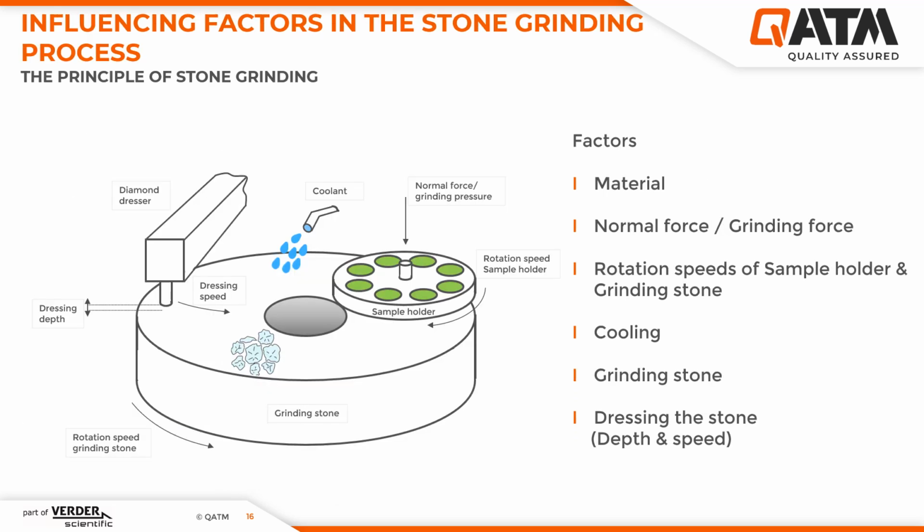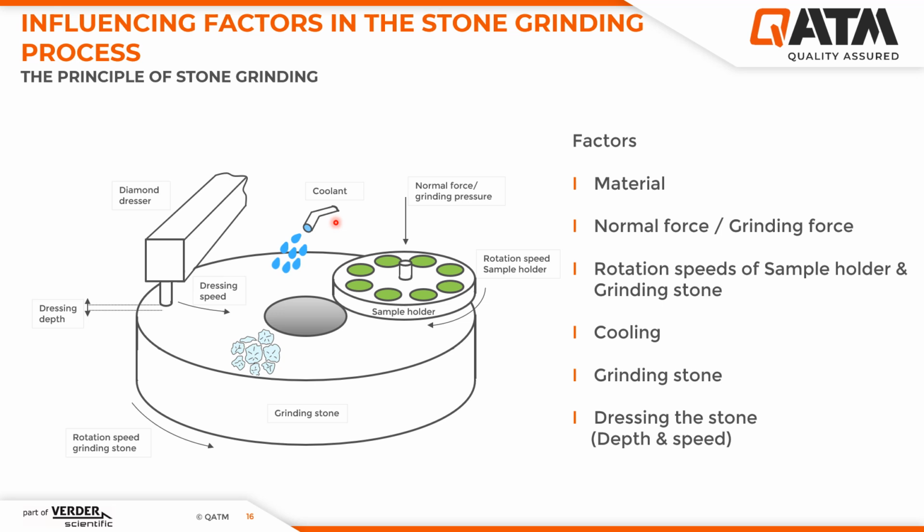Here I have prepared a sketch to highlight some influencing factors in the grinding process. An important factor is the material that is to be ground. Not only the material itself, but also the mounting resin should be taken into account. Some mounting resins are suitable for stone grinding, others are not suitable. Another important factor is the grinding force, which can be applied on the sample holder. The speeds for the sample holder and the grinding stone can also be changed and influence the grinding process.